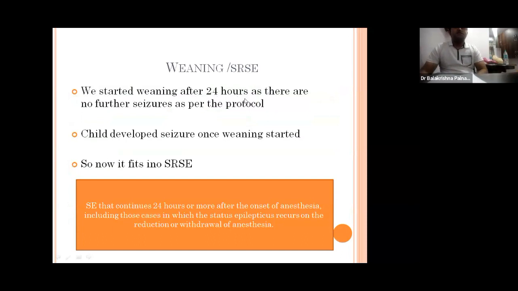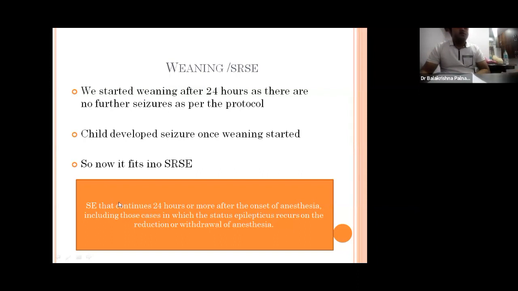So we started weaning after 24 hours as there were no further seizures, as per the protocol. The child developed a seizure once weaning had been started. So what should I do now? I have followed the protocol correctly. I have done everything correctly. I did LP, I did MRI, I did EEG. Everything is ruled out. Now I'm thinking it could be new onset refractory status epilepticus. Currently I'm thinking it could be autoimmune. So I thought first I will wean, and I started weaning and there were no further seizures, but once the weaning had been started, the child developed a seizure.